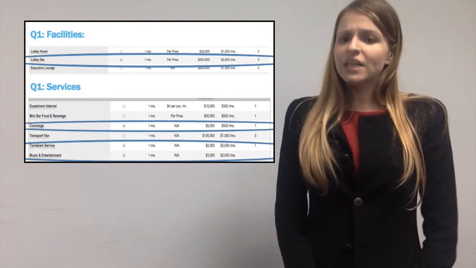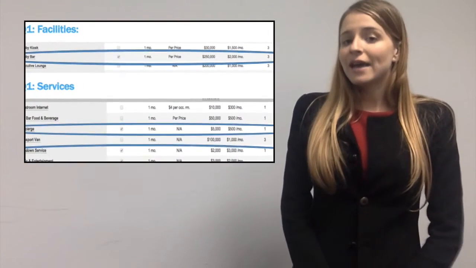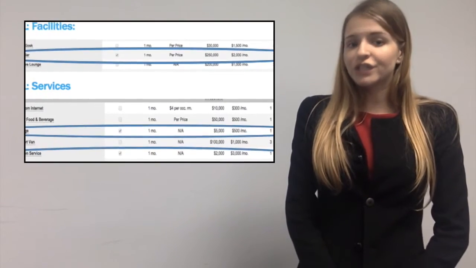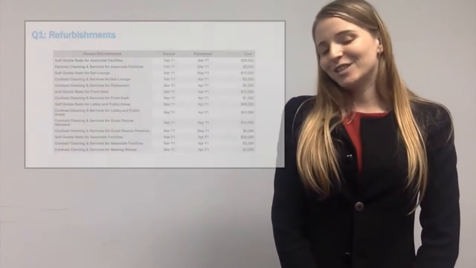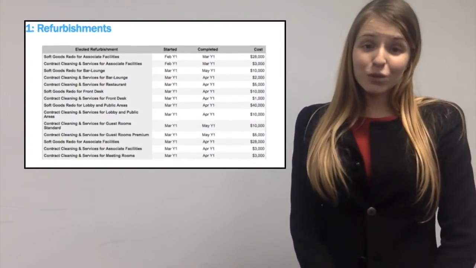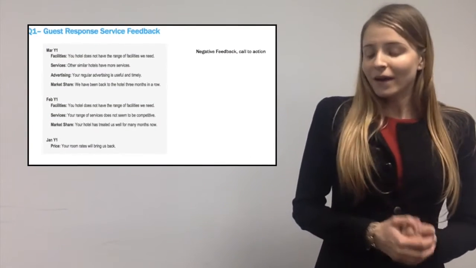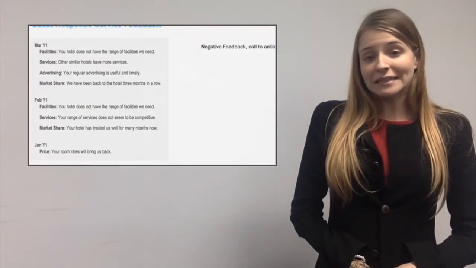As facilities, we only purchased the lobby bar, believing it would add value to our business customers, and for services we invested in concierge, turn-down service, and music and entertainment. We invested very much in refurbishments in the first quarter, hoping to position our hotel superior to our competitive set. Unfortunately, our customers were not satisfied.